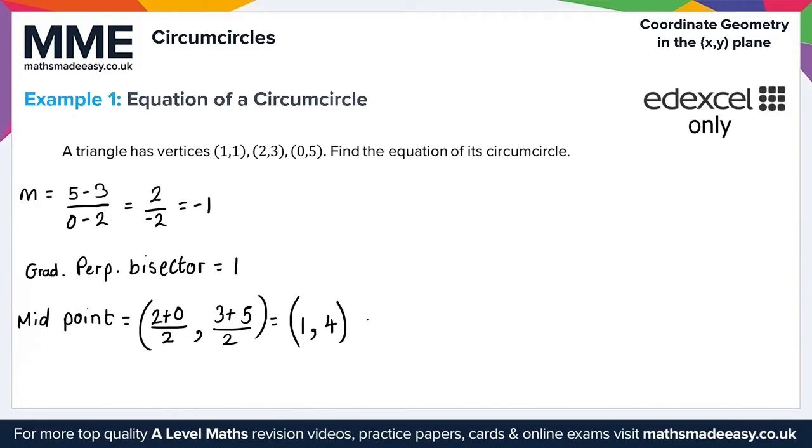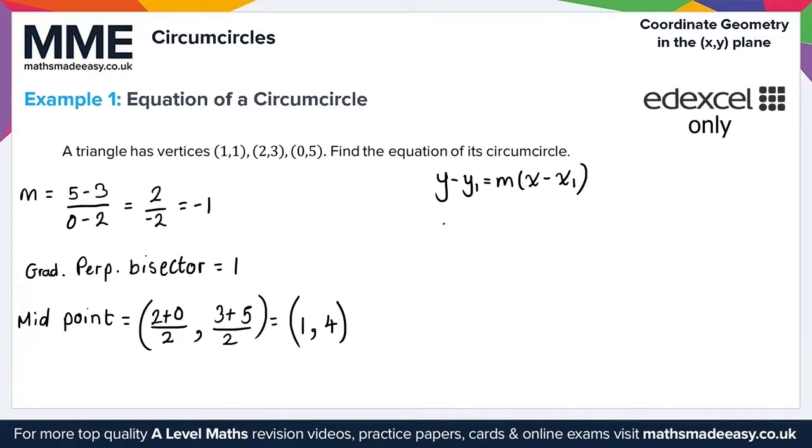And again, we just use all of this information to generate the equation of a line in the form y equals mx plus c. So using this form again of y minus y1 is equal to m times x minus x1, we're just going to substitute x1 as 1 and y1 as 4.